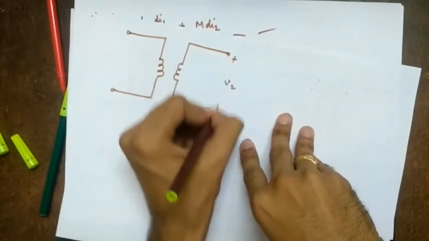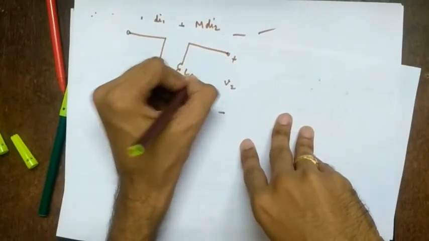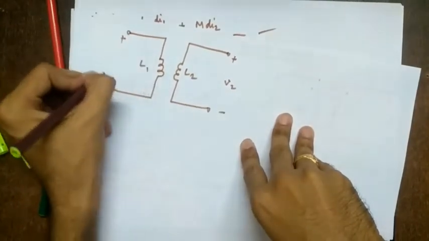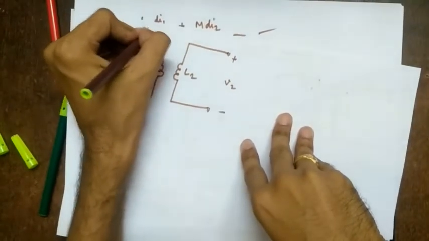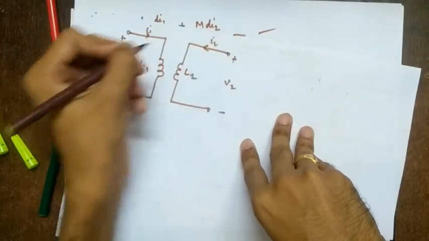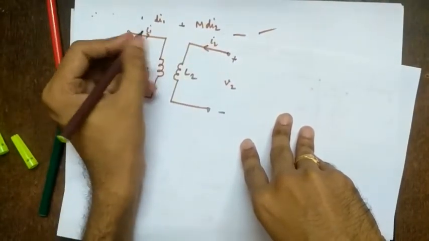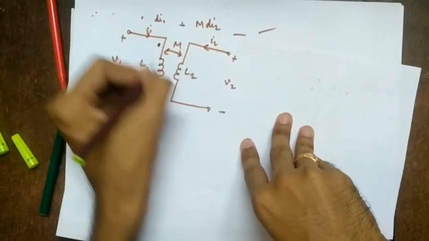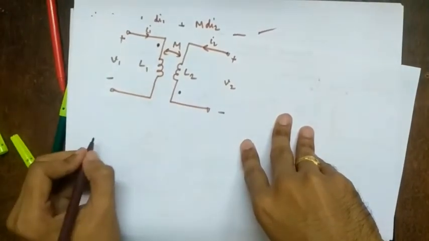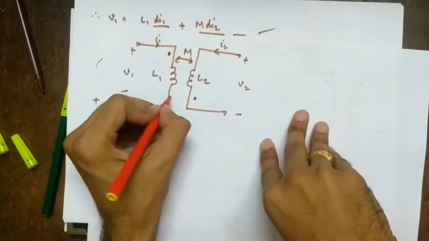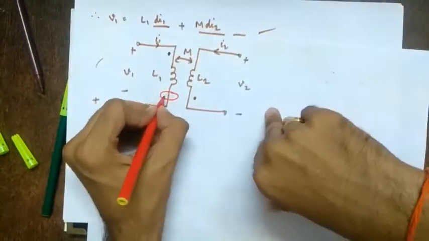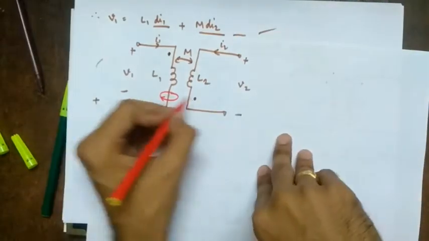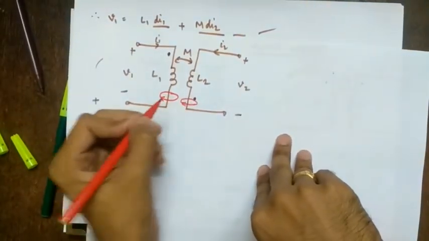This is V2 plus minus, this is L2, this is L1 plus minus V1, this is I1, this is I2. I had forgotten last time to name this. So this is again mutual flux M, and this is the dot, but the other dot is here. So again what will happen? This will create a flux in which direction? Like this. So it is going like this. So like this, right? So this will get linked here in the same way.